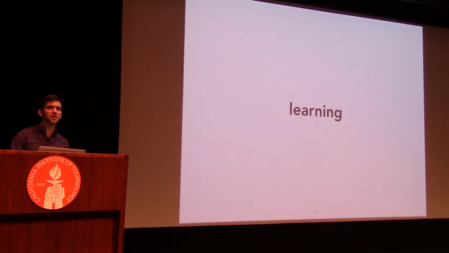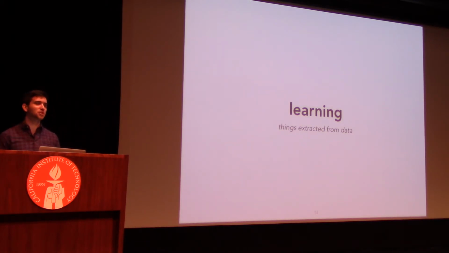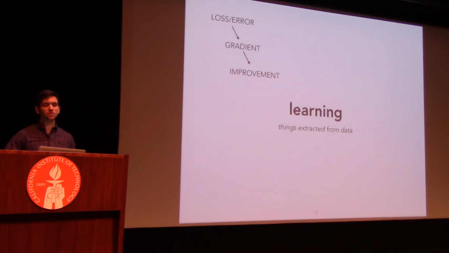So what is learning then? Well, that's something that you've extracted from data. From interacting with the data, you've extracted some information that helps you in solving your task. And we saw that this is generally in this paradigm of having some loss or some error, which gives you a gradient for your parameters, and then you can improve. So you do this kind of gradient descent optimization of your parameters, and then you're improving your function as you go along, hopefully improving on your task.